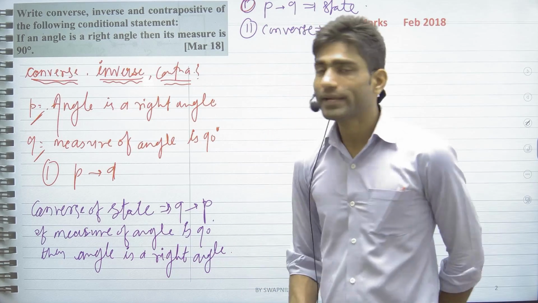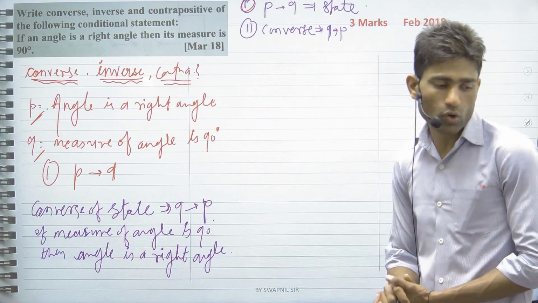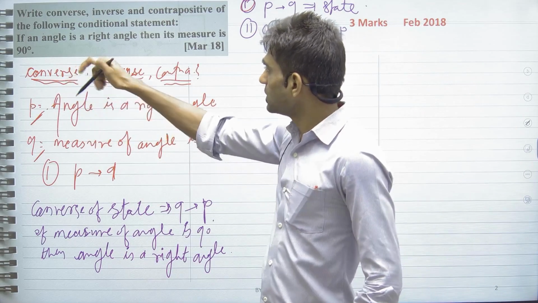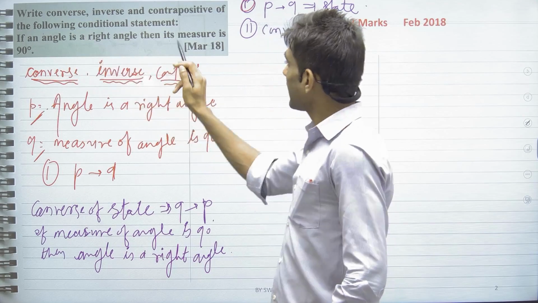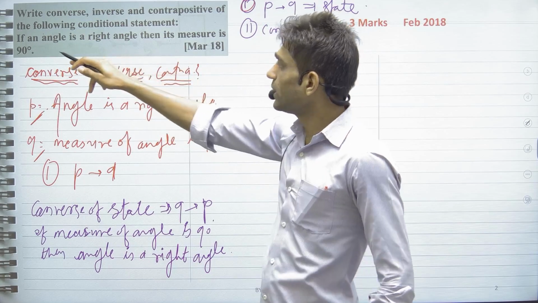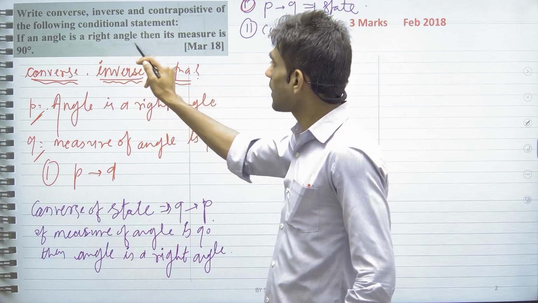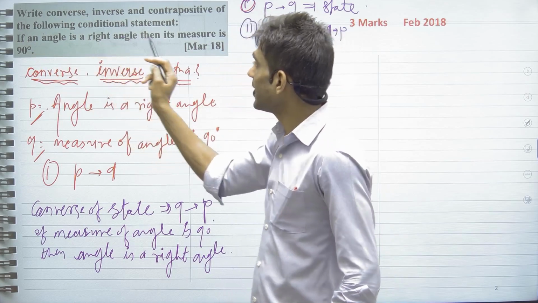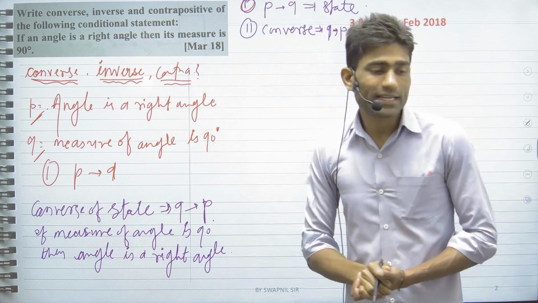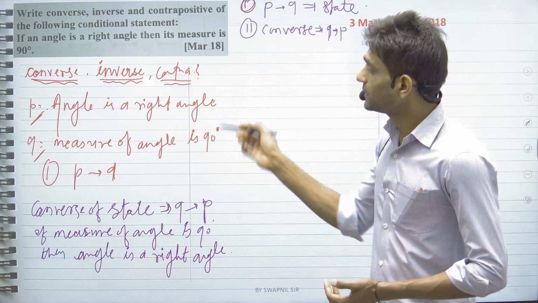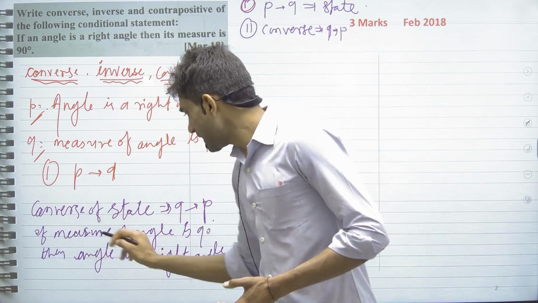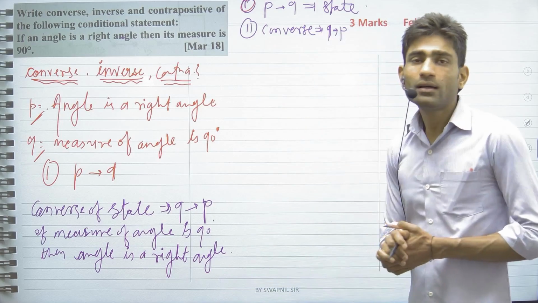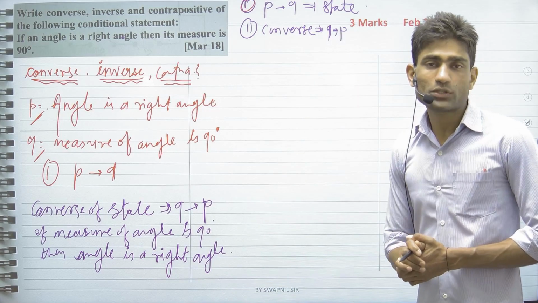Now see how easy it is to find the converse of our statement. Let me read our statement again: if an angle is a right angle, then its measure is 90 degrees. And its converse says that if measure of angle is 90 degrees, then the angle is a right angle. So this one is the converse of our statement.